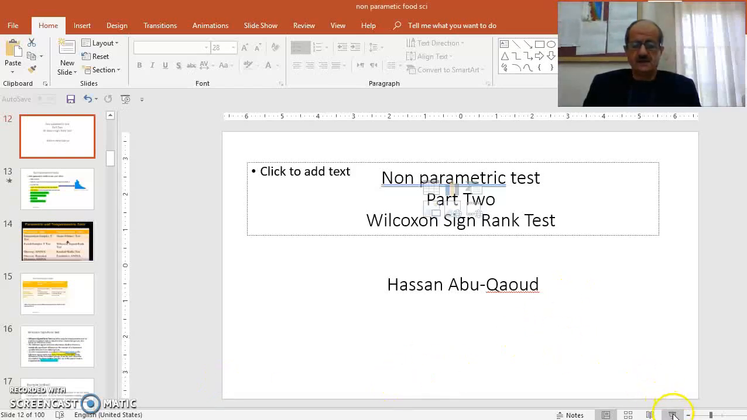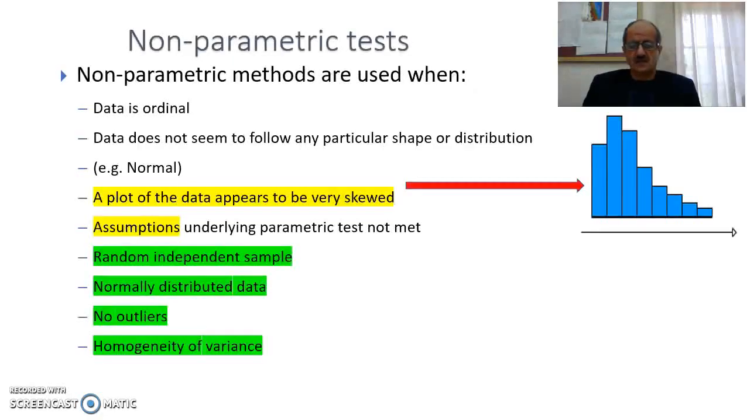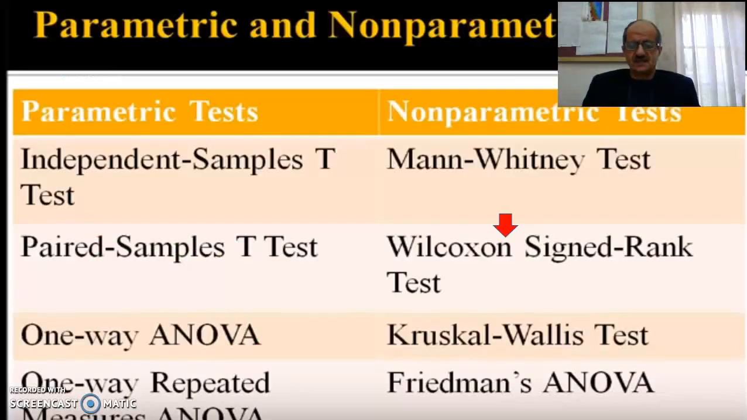Good morning. Today we'll be talking about another important non-parametric test, which is the Wilcoxon signed rank test. Again, we use non-parametric methods when our data is ordinal, or if the normality condition for scale data is not met. The Wilcoxon signed rank test is used when we have two dependent samples, and it is equivalent to the parametric paired t-test.